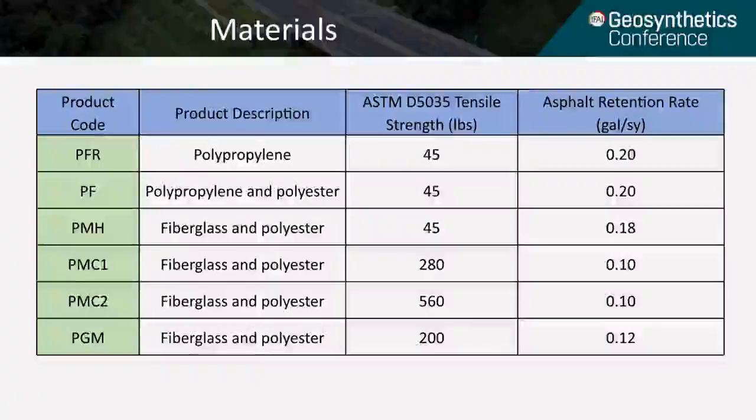We evaluated 6 different commercially available products, including polypropylene and polyester combined, and fiberglass bonded polyester products. These products are coded here as PFR, PF, PMH, PMC1, PMC2, and PGM. We also provided the tensile strength and asphalt retention rate data in this table.